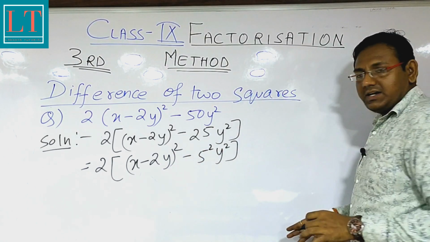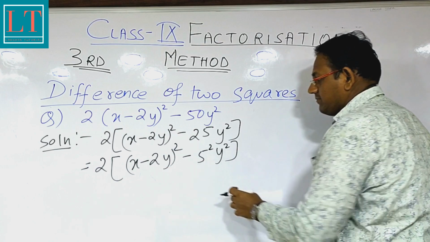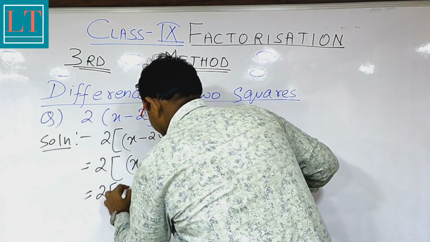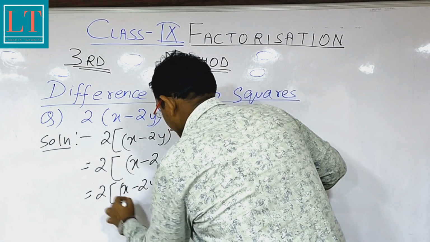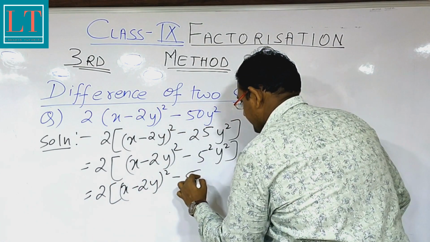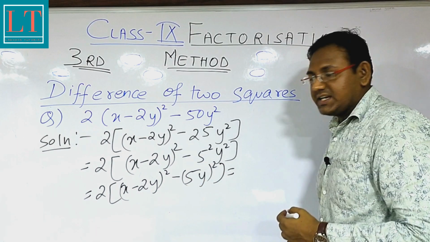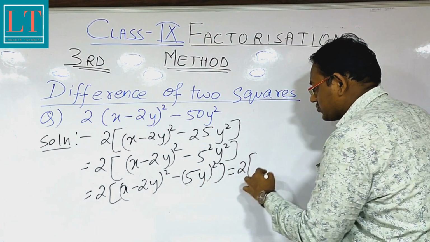Now since we already got this entire thing, we can keep them in a single bracket. So let me write this entire thing as (x minus 2y) whole square, and this can be written as (5y) whole square. Now, since we already understood this entire portion, we are keeping this 2 outside.